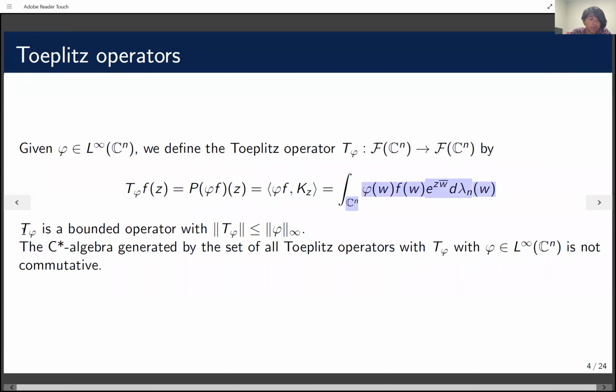So the Toplitz operator with symbol phi is a bounded operator with norm less than or equal to the sup norm of the symbol. And we are interested in the C-star algebra created by these Toplitz operators. If we look at all the symbols which are essentially bounded, and consider the C-star algebra generated by those Toplitz operators, it's not necessarily commutative, but sometimes when we restrict the class of symbols, we find commutative C-star algebras generated by those Toplitz operators.